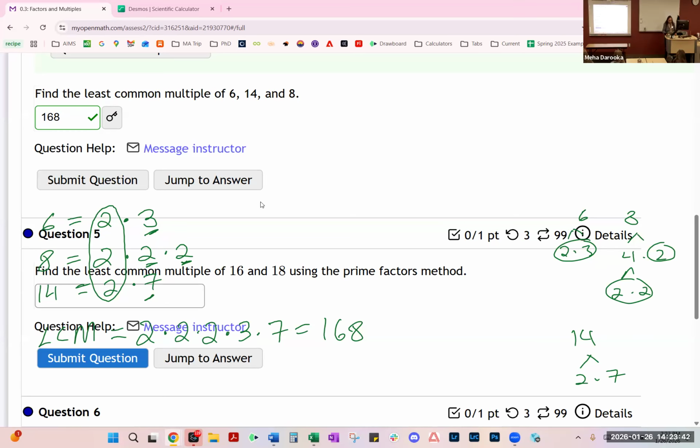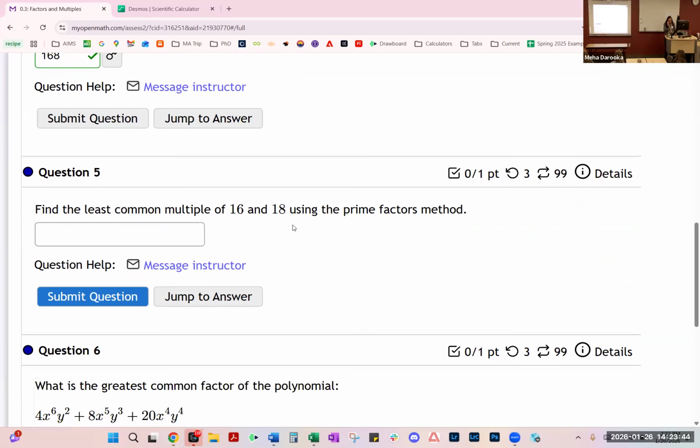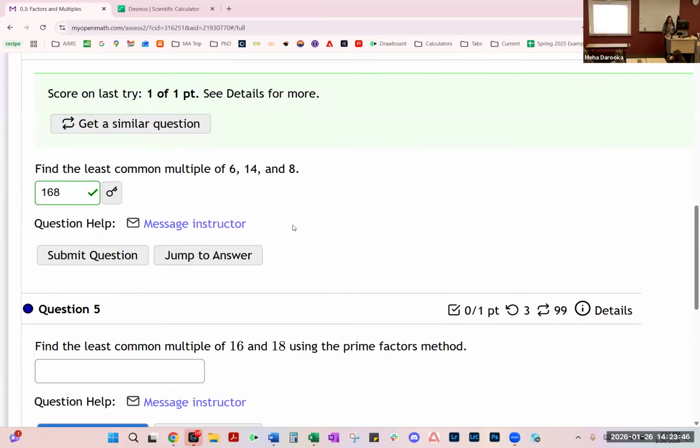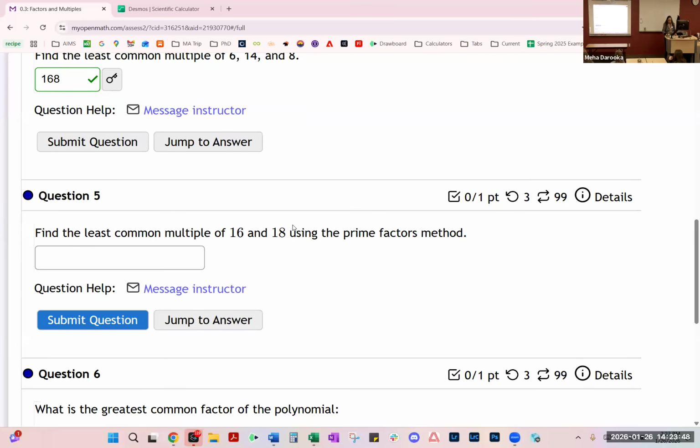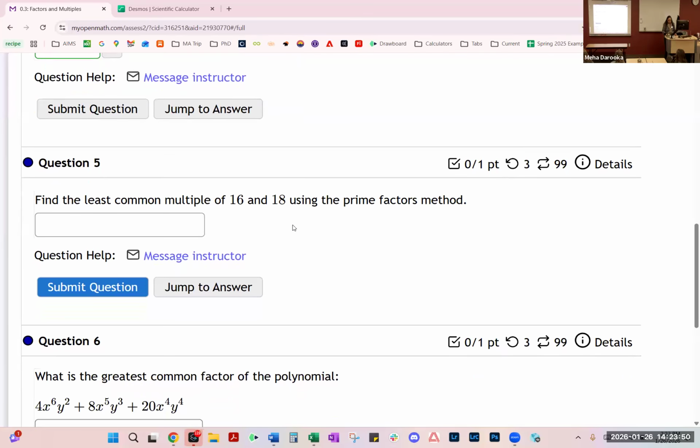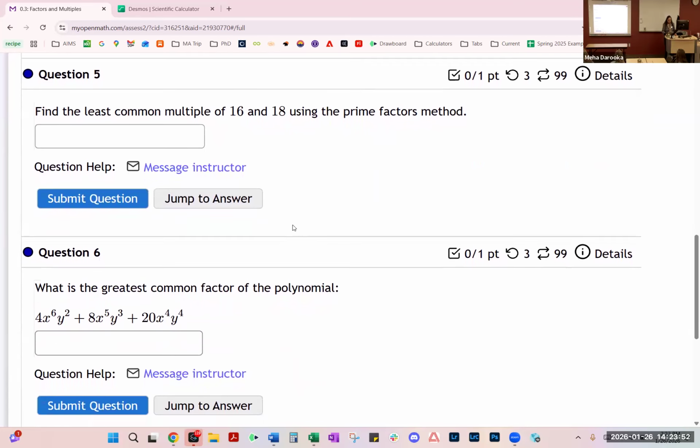Let's do one more example on this. Let's do 16 and 18 more.